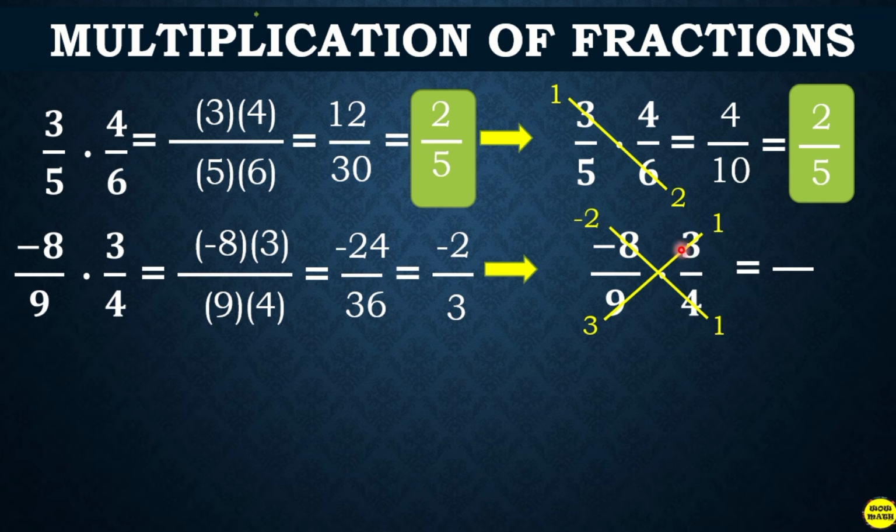Pwede rin po natin siyang i-cancel, pwede tayong gumamit ng cancellation technique. So 3 divided by 3, that is 1. And then 9 divided by 3, that is 3. So now, we can now multiply negative 2 times 1, that is negative 2, and then 3 times 1, that is 3.